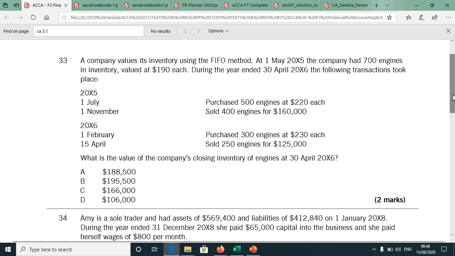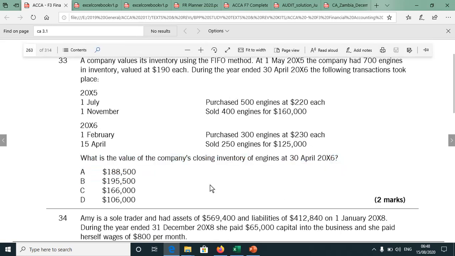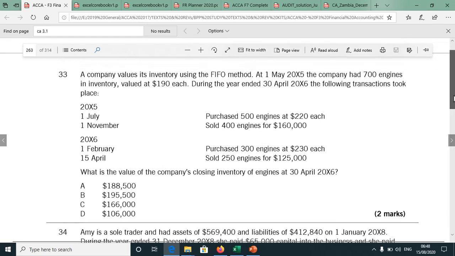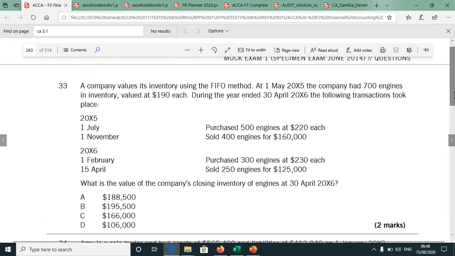So 33, now we are on inventory valuation. The requirement is, what is the value? I hope you can see this. What is the value of the company's closing inventory of the engines by year end 30th April 20x6? So we have a company that values its inventory using FIFO. On 1st May 20x5, the company had in its inventory 700 engines valued at 190 each. During the year ended 30th April 20x6, the following transactions took place.